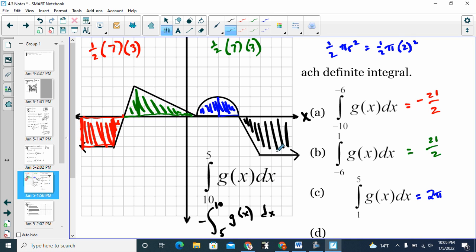That is a trapezoid again. Area of a trapezoid is 1/2 the sum of the bases. 1, 2, 3, 4, 5 units for that base. 1, 2, 3 units for that base. 5 plus 3 times the height, which is 4 units. So the integral from 5 to 10 is 16, but because it's below the x-axis, it's -16. But I also had that negative out front here because I switched the bounds. So I get positive 16.